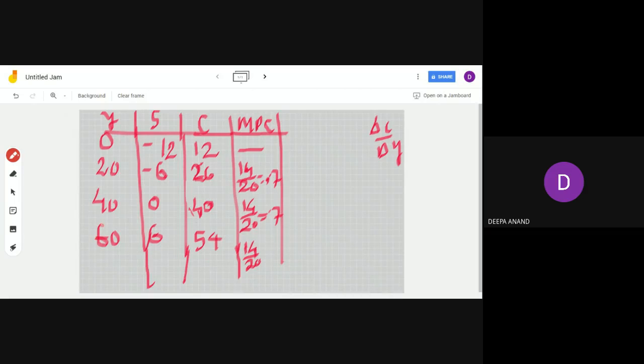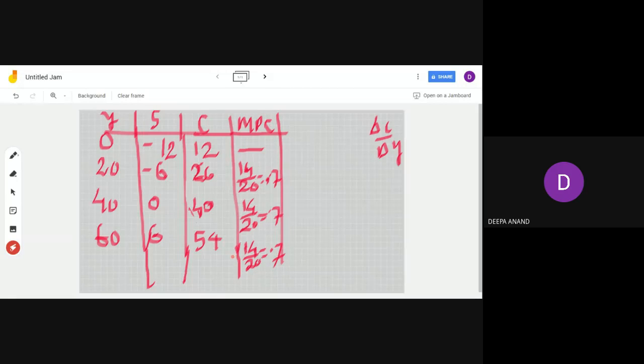40 to 60, the change in income is 20, because the change in income is also a little more proportionate. That's why the same number has come. So it will not happen all the time. So here also 0.7. So you got the index. That is marginal propensity to consume. What is marginal propensity to consume? Change in consumption upon change in income. You find what is the change here and what is the change here. And the first one, as there is no change, we leave it. So this is the marginal propensity to consume.